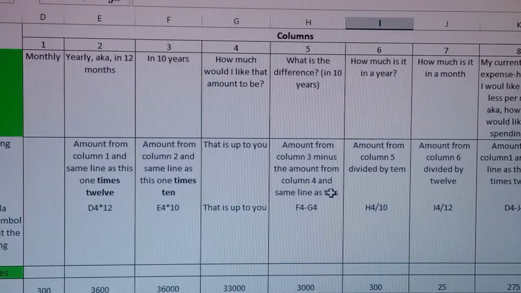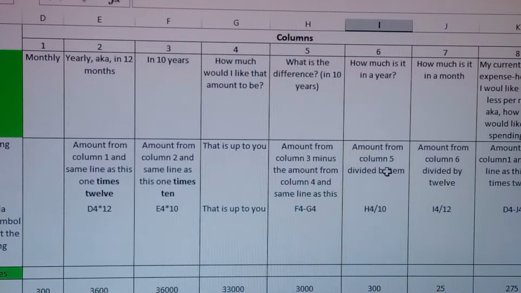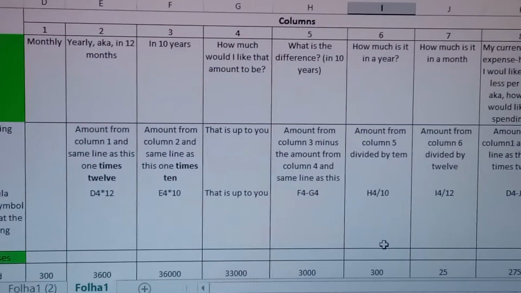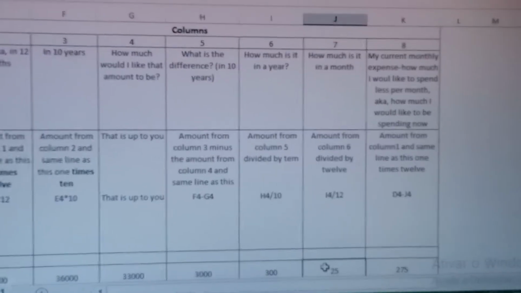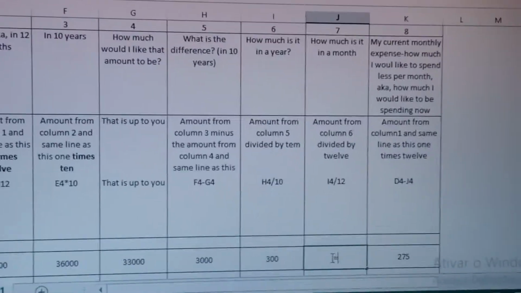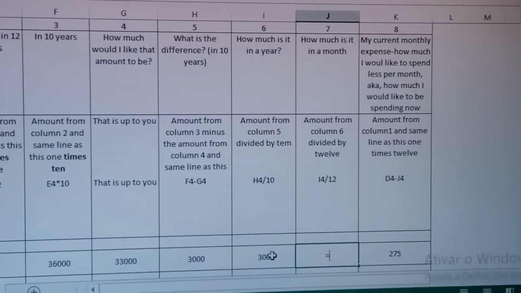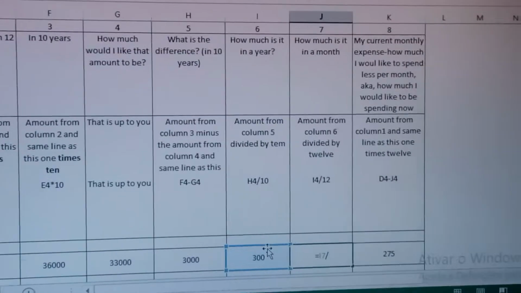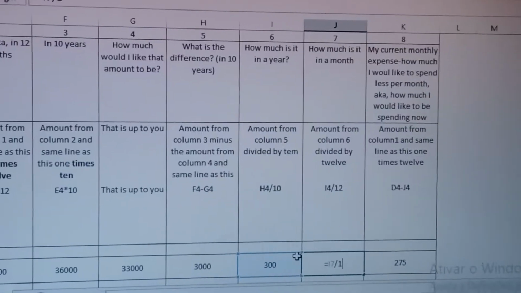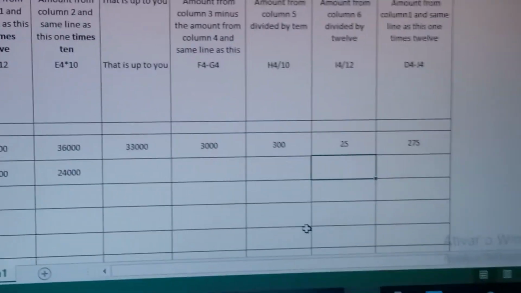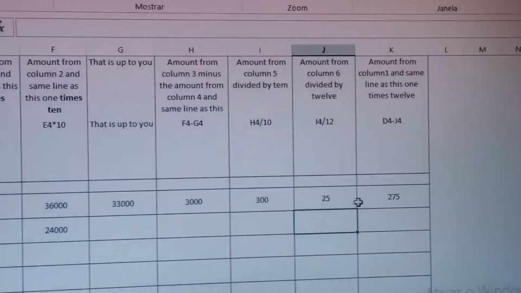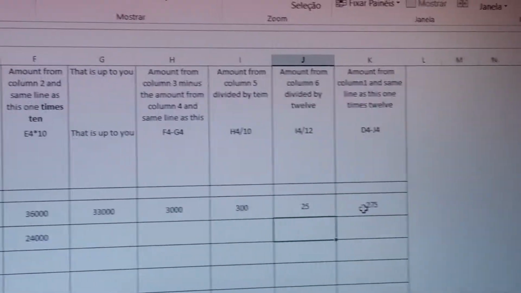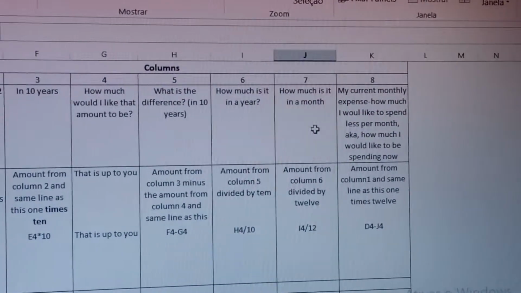How much is the difference in 10 years? Column 5 divided by 10, yeah. It's 300 in 1 year. And how much is that in a month? I'm going to write it down so you can see. Column 6 divided by 12. Now, so it's 25 euros per month, and this is how much it is in a month.